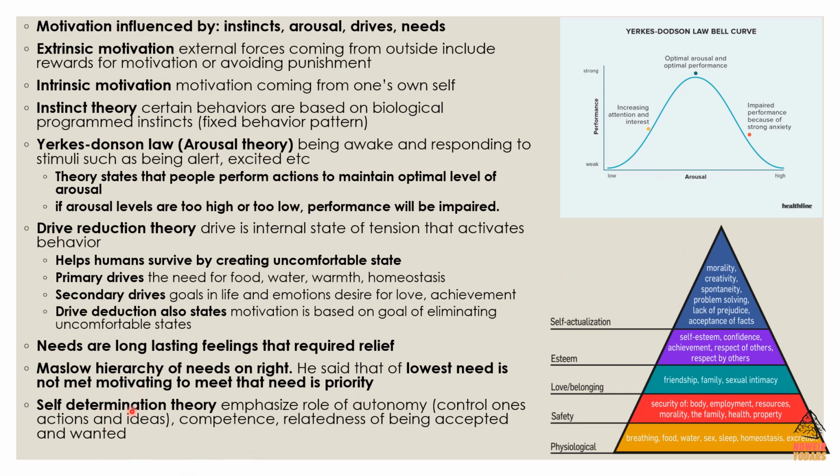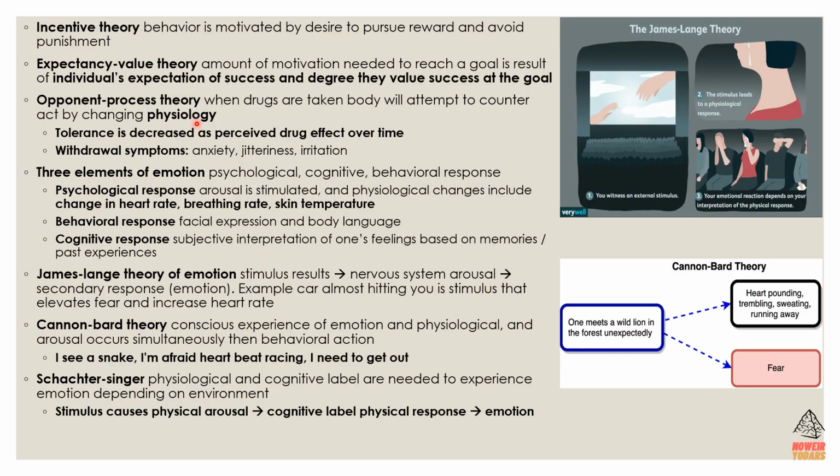And then you have self-determination theory, which emphasizes the role of autonomy. What autonomy is the control of one's actions and ideas, and competence and relatedness to being accepted and wanted. It's like you want to have your own action, your own opinions about things. Okay, you want to control your own life. You want people to accept you for who you are. That's self-determination theory.